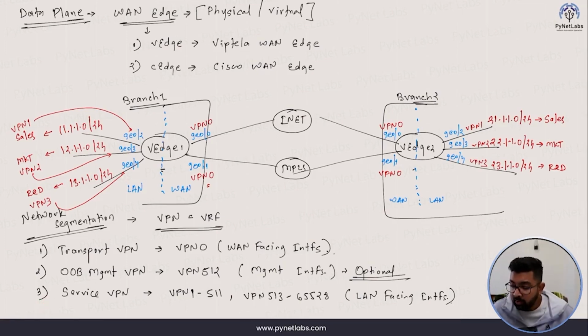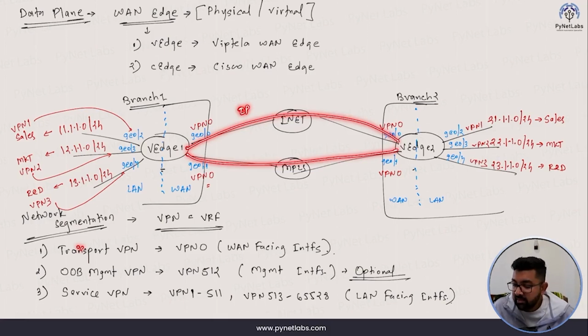Now, another thing that you need to take care of is VPN0 cannot be configured onto the LAN side, and service VPNs cannot be configured onto the WAN side. Why is that? Because you are going to require tunneling capabilities for your WAN-facing interfaces, right? There will be IPsec tunnels that will be formed. There will be some other DTLS tunnels that will be formed.